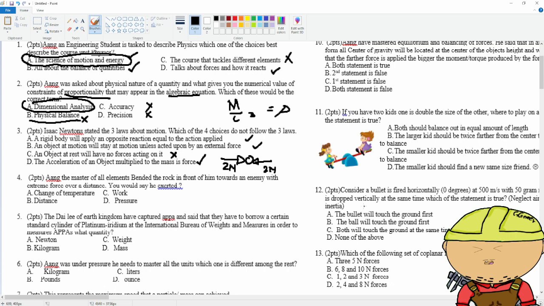Wait, let me just fix my... So, letter C is the answer for number 3. Okay, I hope you guys are following. I'm trying to explain every question.